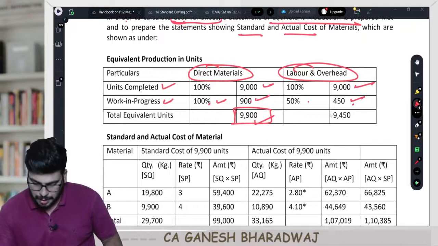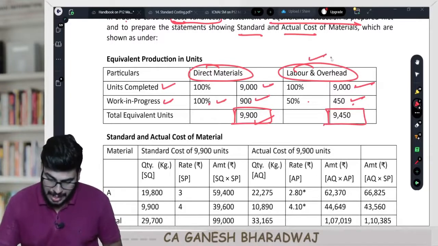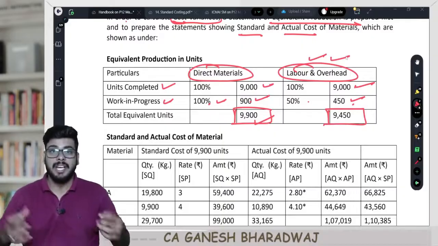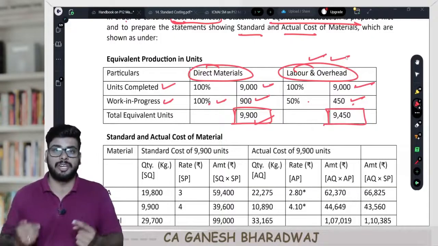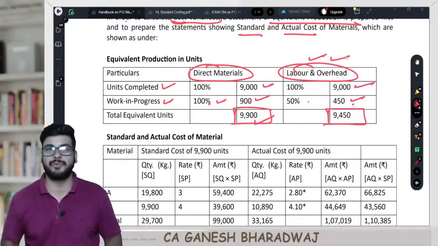So 9000 plus 450, 9450. So for the purpose of computing my labor and overhead variances, I will say by consuming my labor cost and overhead cost, 9450 equivalent units got produced. Are you clear with this?